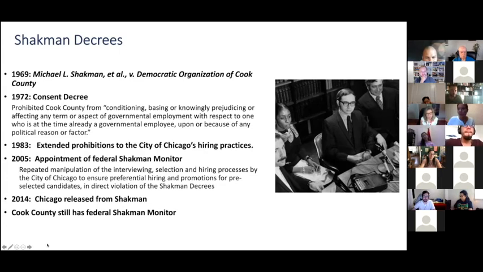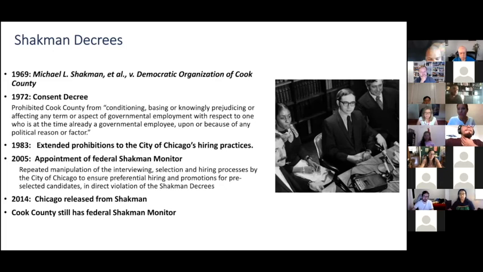So Michael Shackman, who was an independent who wanted to run to be a delegate to the 1970 Illinois Constitutional Convention, sued and said, very basically, that you should be qualified for the job that you work, but also that people who are employed by the city of Chicago shouldn't be doing political work on city time. If you're a garbage collector for the city of Chicago, you should be picking up garbage. You shouldn't be knocking on doors.